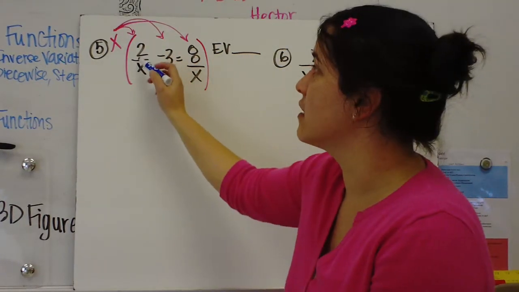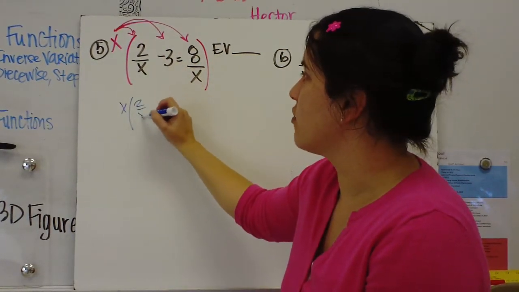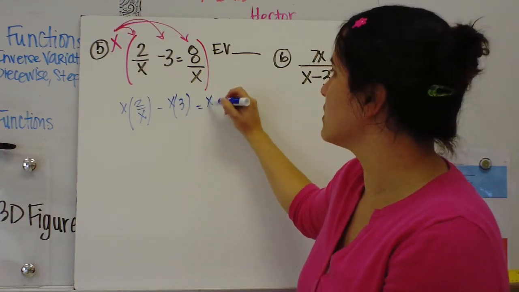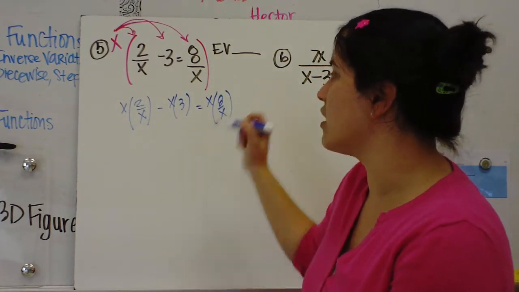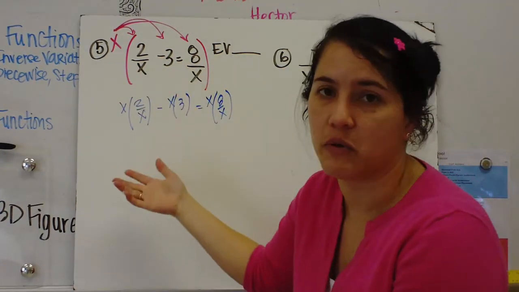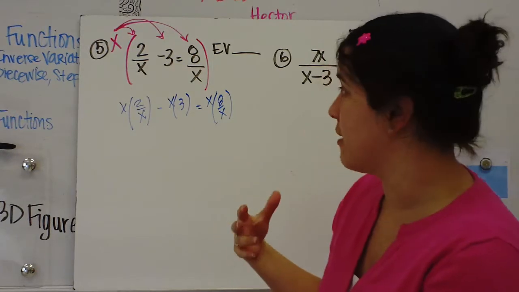Right here, x times 2 over x minus x times 3 equals x times 8 over x. So all I've done is I've distributed this x to all 3 values. I'm showing you how it works. I'm not going to show you every single time.